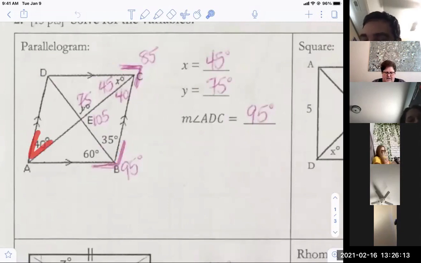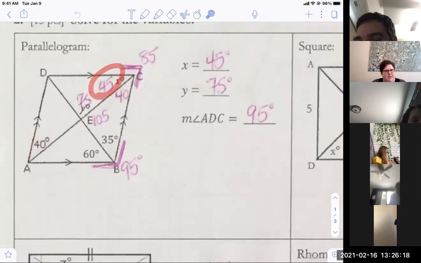These are both 40 because they're alternate interior, and that's how you can find this other angle measure. In a parallelogram, the diagonals don't bisect the angles. Some of us were saying that those were both 40. That's not true. And if you throw off one of the angles, it's going to throw off a bunch of other angles.